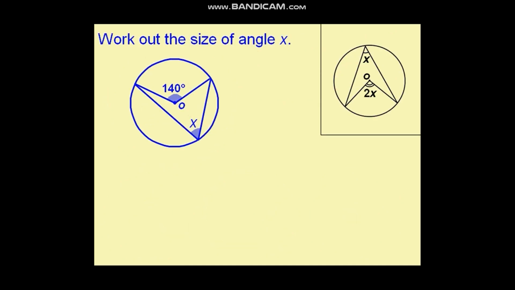Now use this theorem to answer this question. Press pause and have a go. When you're ready, press play. Here's the answer. You should have spotted that this will be double this.